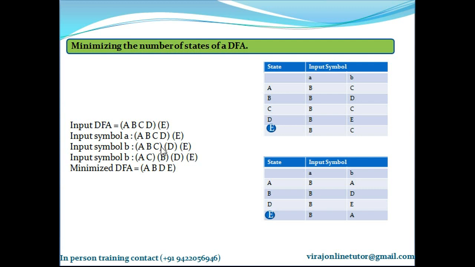So of these three states, B on input symbol B was going to a different subgroup. That's why B got split up. Okay. So now the only group with more than one character remaining is AC. Check whether it can be split up on A. Check whether it can be split up on B.